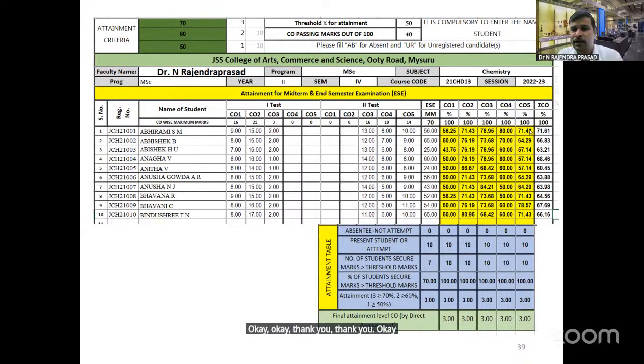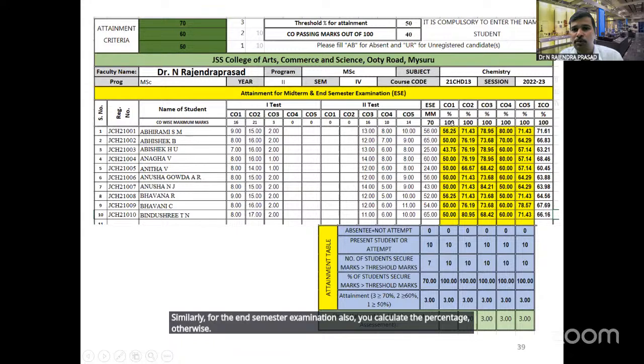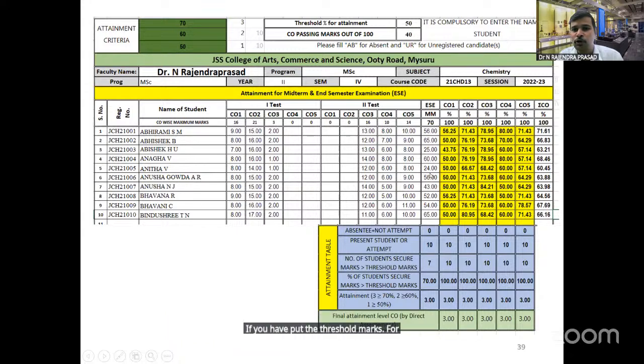Okay. Calculate the percentage. Similarly, for the end semester examination also, you calculate the percentage. Otherwise, if you have put the threshold marks at 70, no need to calculate the percentage. You can retain it as such.